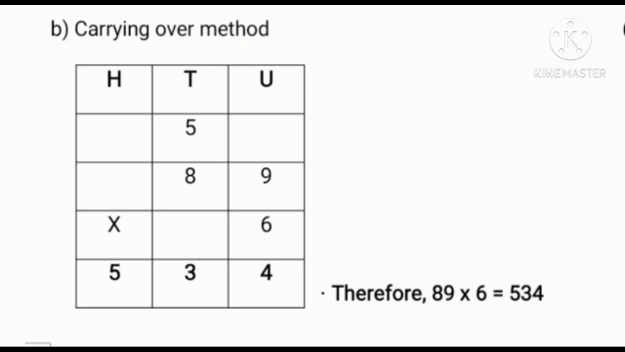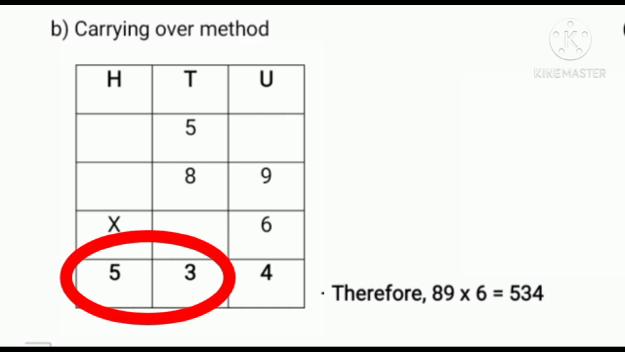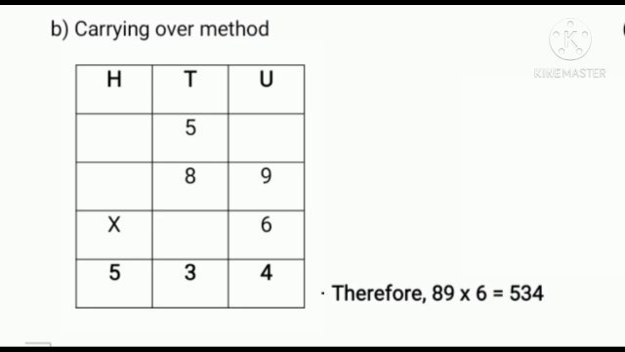Now, let's solve it by carrying over method, which means vertical arrangement method. We'll draw the columns and we'll arrange the numbers. 89 multiplied by 6. So let's start from the units place. 6 9s are 54. 4 we will write below and 5 will be carried over. 6 8s are 48 plus 5 is 53. Therefore, 89 multiplied by 6 is 534.